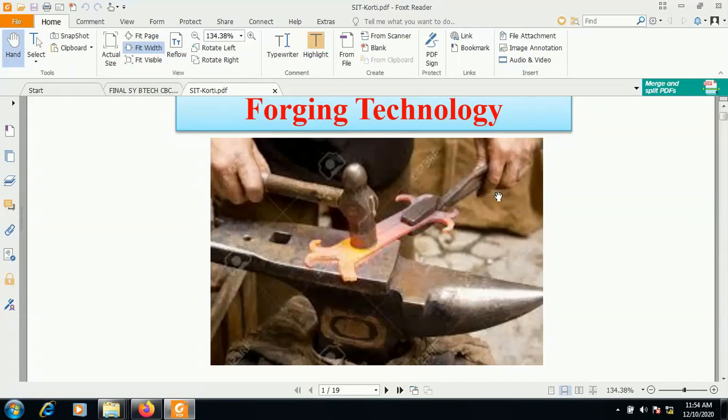You can see the operator performing this forging operation. That's why this is called hand forging. This is a hammer, called a ball pen hammer. The function of the hammer is to apply blows on the surface of this red hot metal to achieve its deformation. And this is the tongs. This tong is used to hold the workpiece.